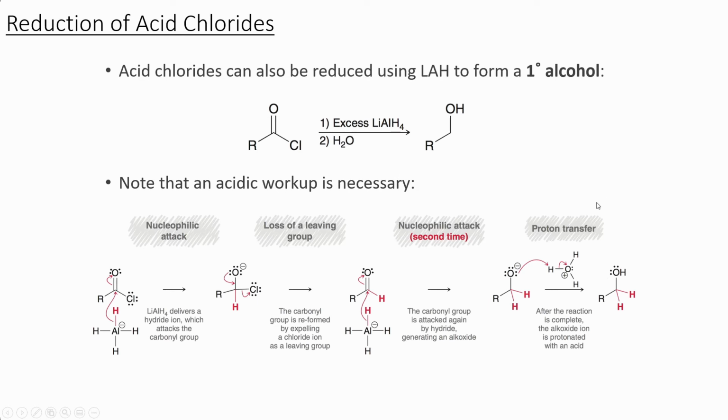We can also reduce an acid chloride to the alcohol using LAH, and this is the same reduction mechanism that we saw for ketones and for aldehydes. The first step is the hydride attacks the carbonyl compound and a tetrahedral intermediate forms, which ejects the chlorine, and then we have a second molecule of LAH doing a second nucleophilic attack and reduction. Our last step will be a proton transfer.